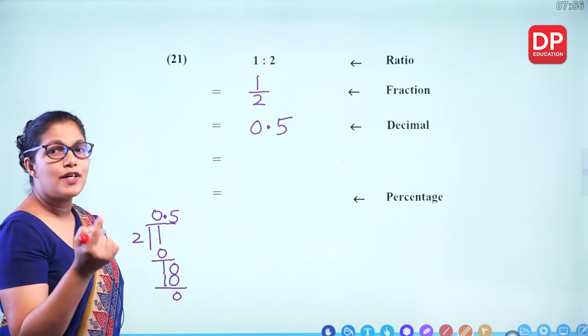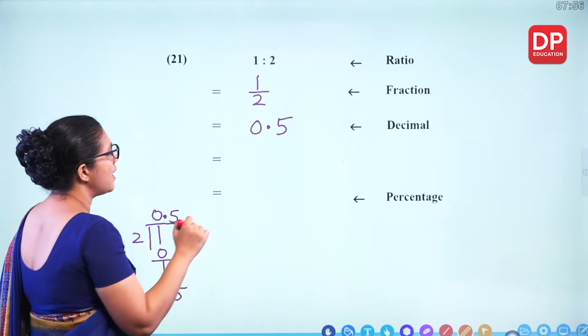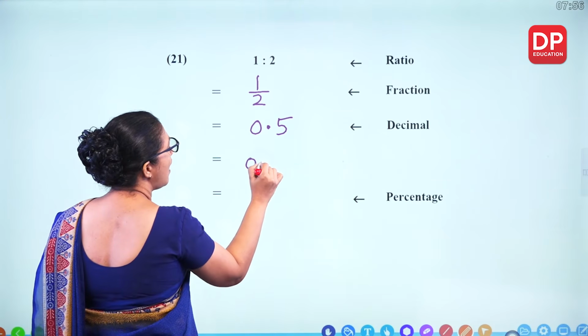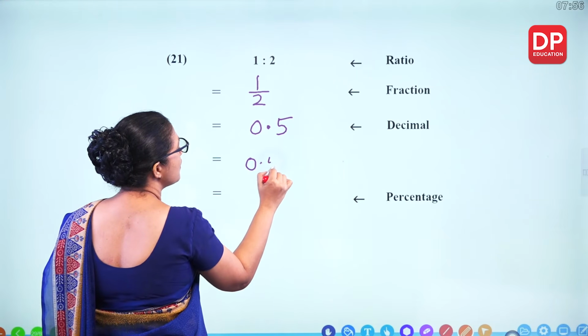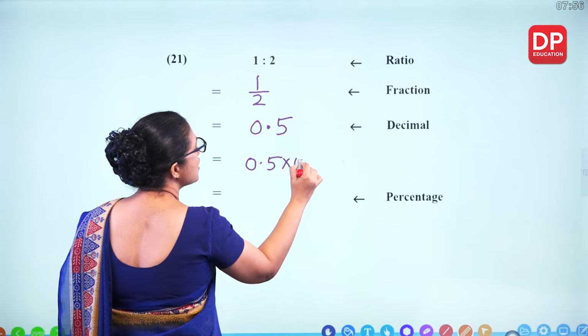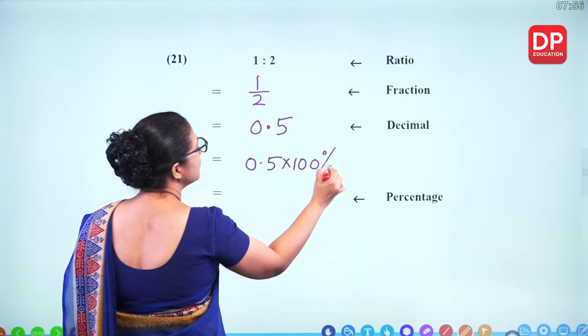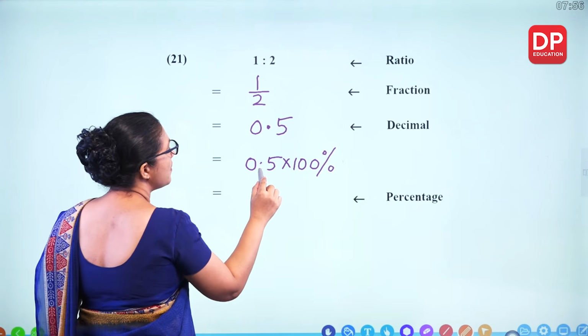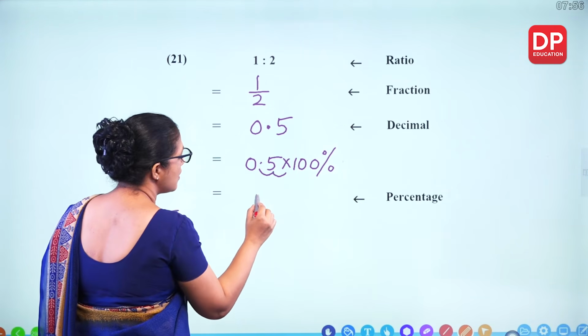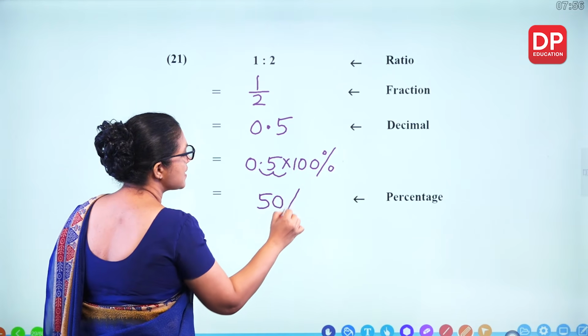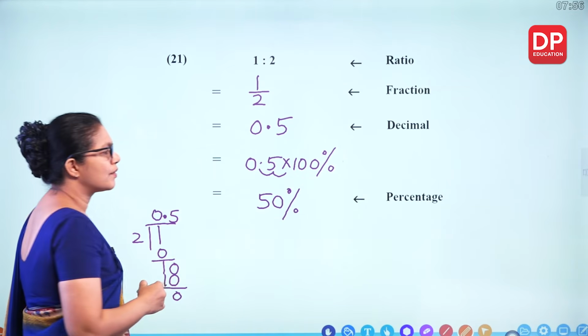Then how do you convert to a percentage? Multiply by 100 and put the percentage sign. So that means move the decimal place 2 places to the right. So 50% is half.